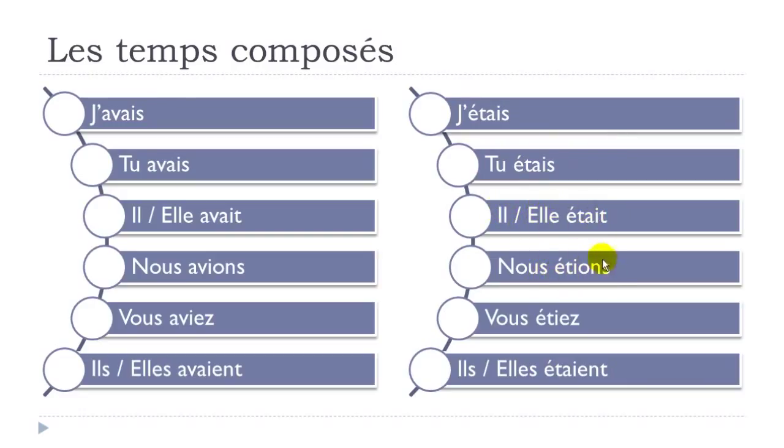Same rule here, final S not pronounced, and then you make the liaison. Nous étions, vous étiez, ils étaient, elles étaient, okay? Make the liaison here as well. Ils étaient, elles étaient. Alright? So, this is the thing you should remember.